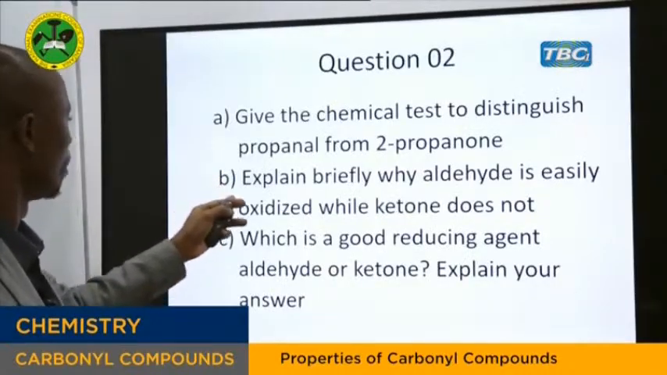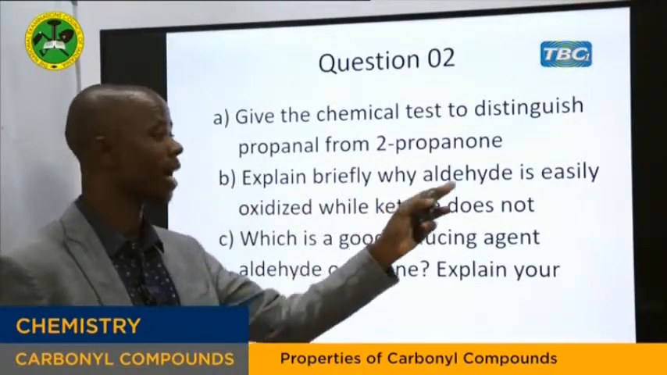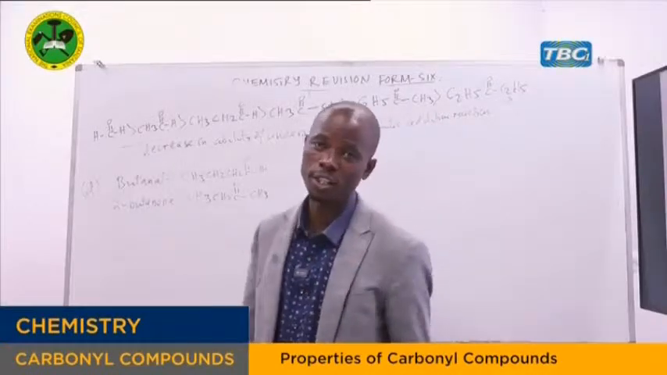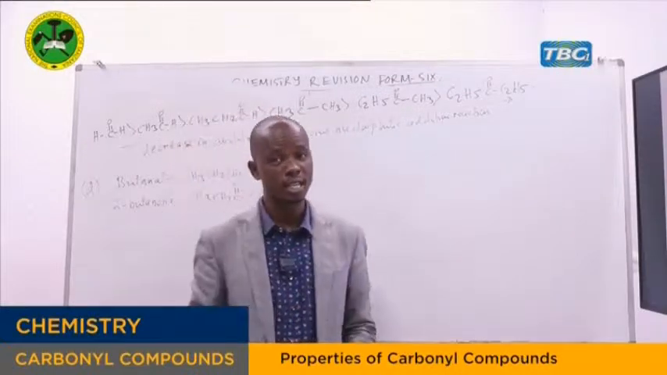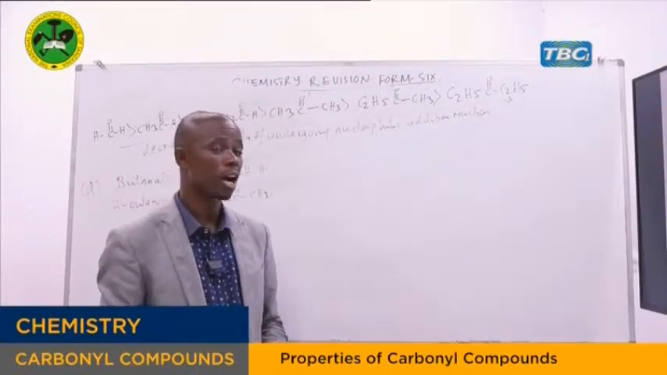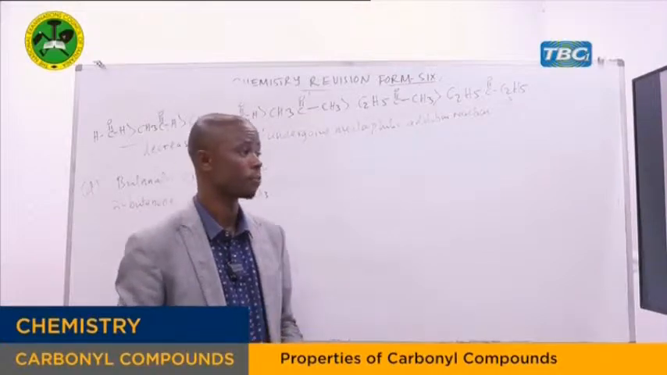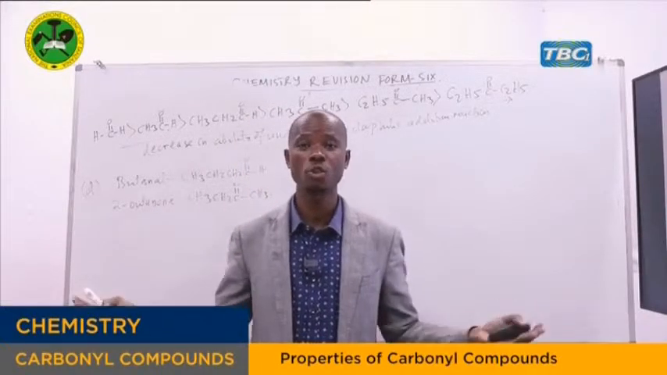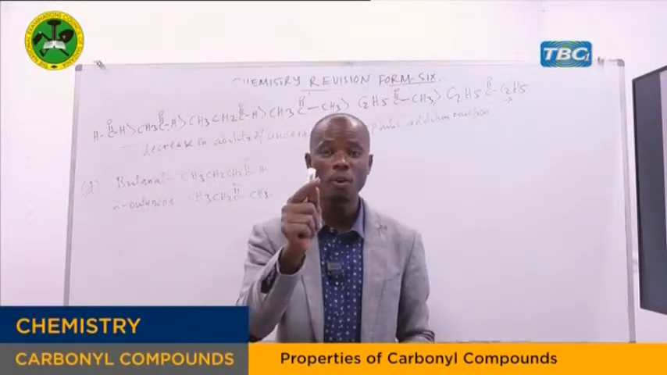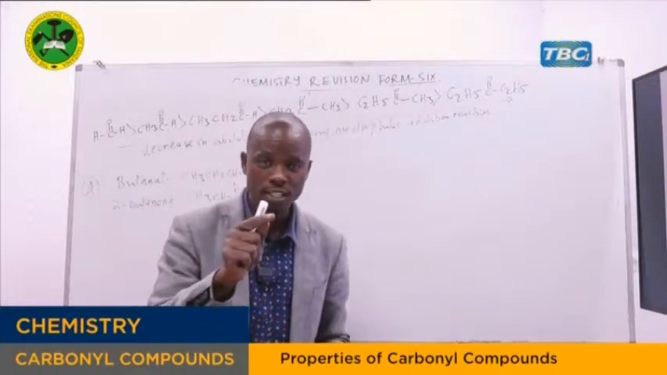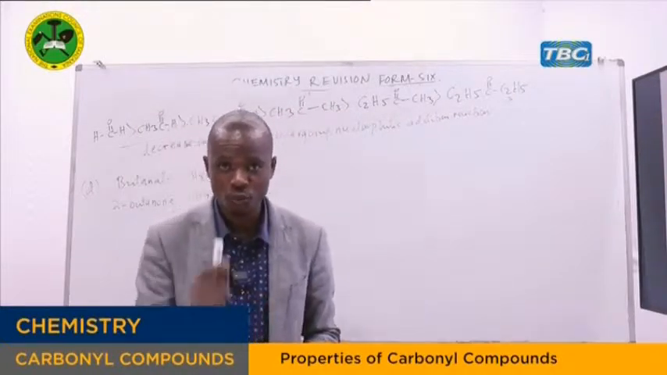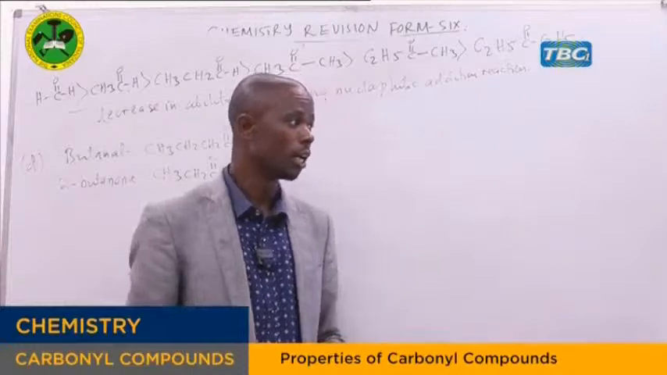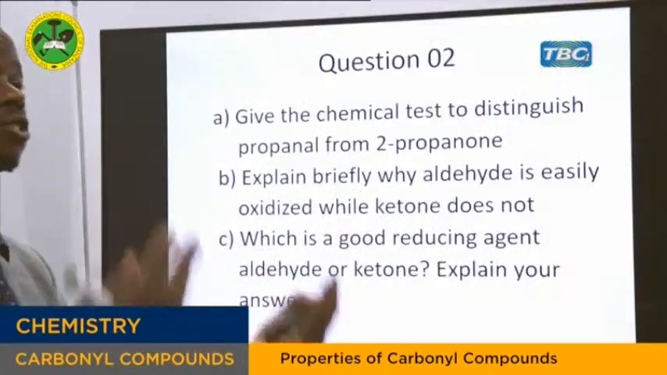But B says, explain briefly why aldehyde is easily oxidized while ketone is not. Now, my dear students, I'm sure that we were together from the first presentation, in the introductory part of the introduction, I said aldehyde is easily oxidized because it is a strong reducing agent. Why a strong reducing agent? I said because the carbon containing the carbonyl group is bonded to a hydrogen atom. So that makes that compound a strong reducing agent, so it can be easily oxidized. But ketone resists oxidation.